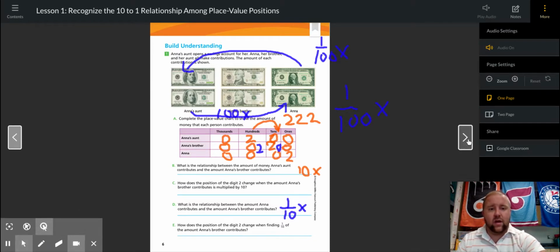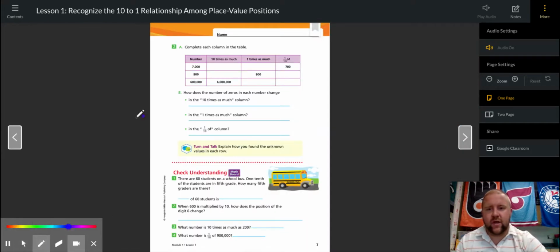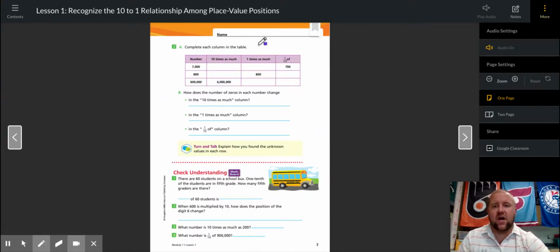Okay, so we're going to continue on. I'm going to erase this page, and if you need to see that, you can pause it and check it out more. So when we jump onto this page, we're looking at completing this table. It says complete each column in the table. So we have 7,000. They want to know what number is 10 times as much as 7,000, right? So 10 times as much. So it is going to be bigger.